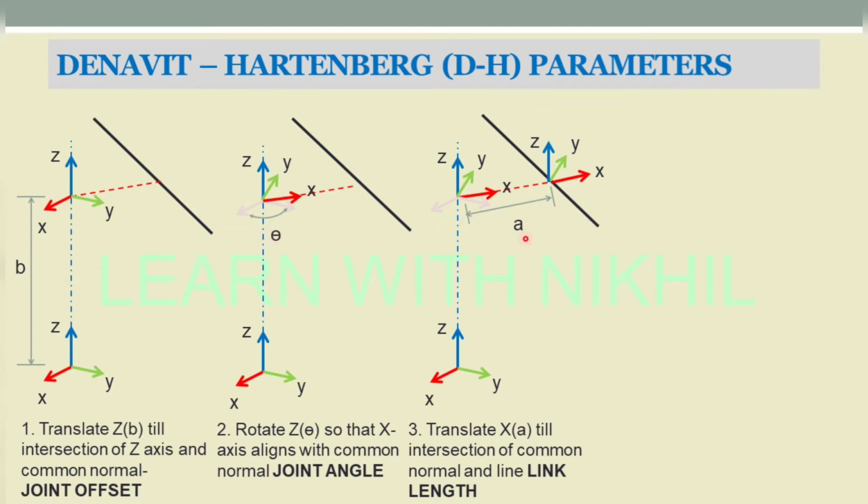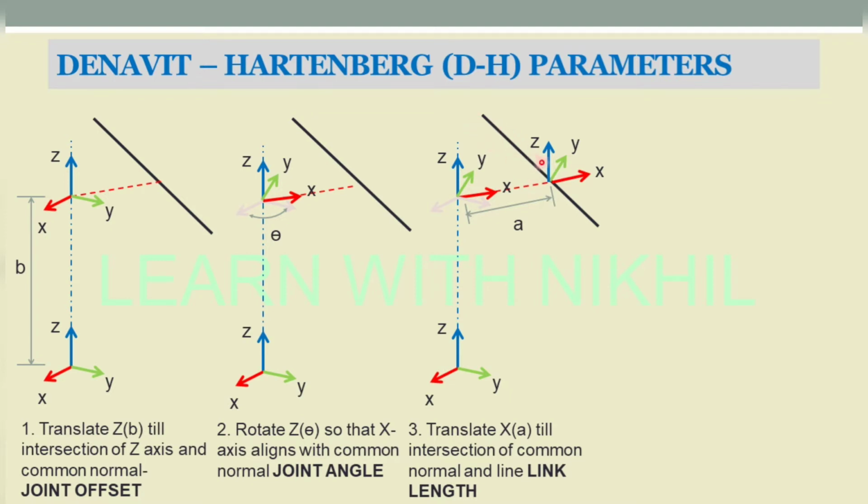This is the third parameter, A. Now finally we have to align this with respect to this line. As you know, always the z axis should be aligned with the line. Here also at the start the z axis was aligned with this line, and now finally here also the z axis should be aligned with this line.